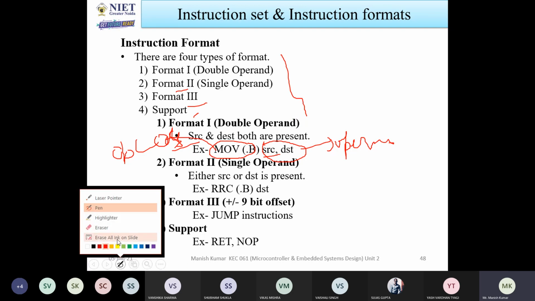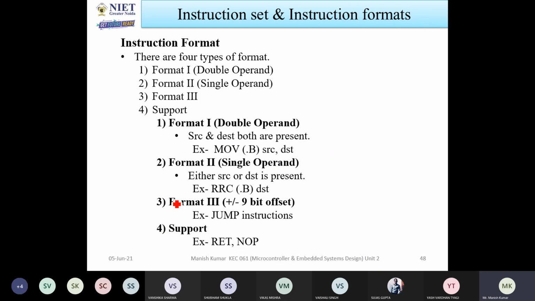How can you find out which instruction is format 1, format 2, format 3. So format 1 means double operand. Double operand means source and destination both are available, like you can see mov.b source dst. If we are talking about format 2, it means that it is single operand. Single operand means either source or destination. So you can see rrc.b dst.